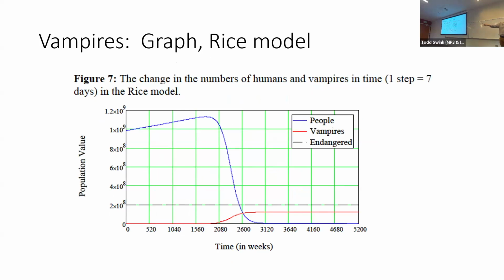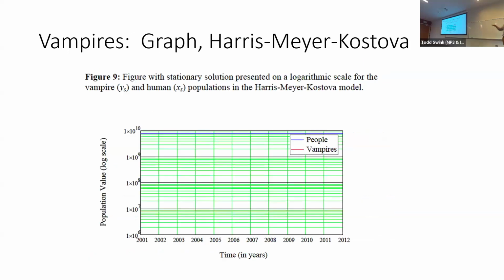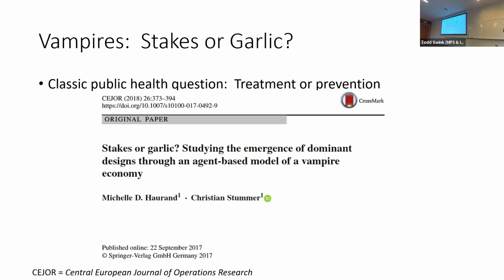They don't win as decisively as they do in the other one, because the first one was really more of a zombie kind of model. They just took it. And then the Harris-Meyer-Kostova model is more complicated because you can remove vampires. And again, just like with removal of zombies, this led to peaceful coexistence. They got a stable equilibrium, but that's because they gave them another food source, and the conversion was not seen as just part of survival.